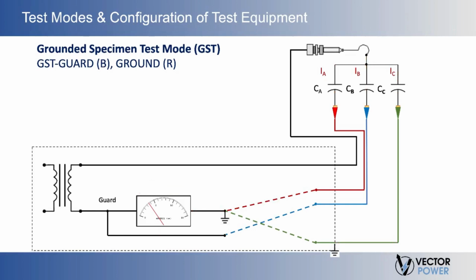Once again, a GST guard the blue and ground the red. So again, we will measure red. In a GST test, ground is always measured, so we will measure I sub A and I sub C, and we will guard or not measure the I sub B.